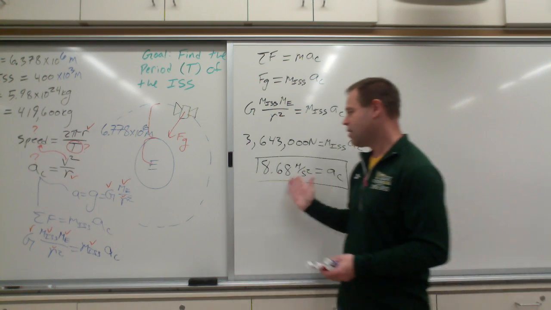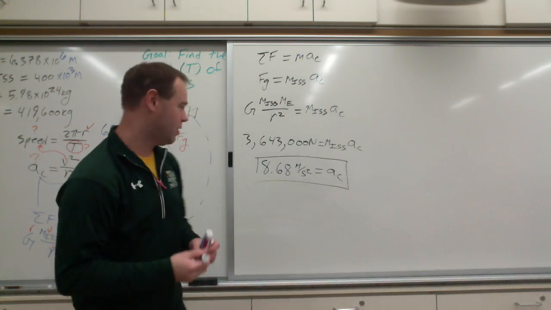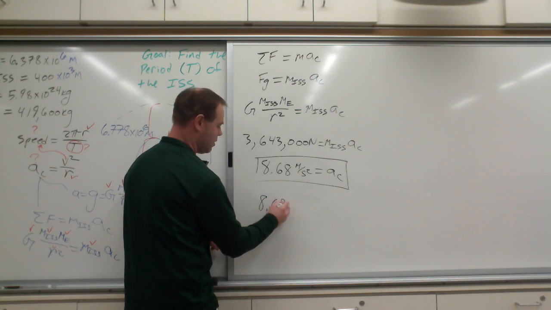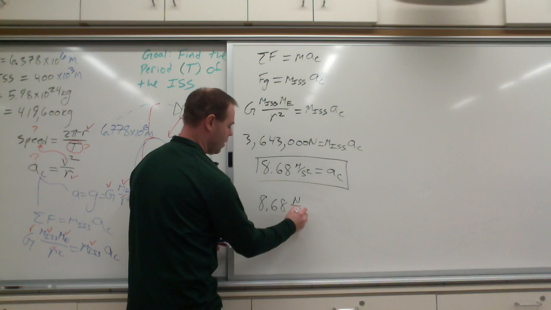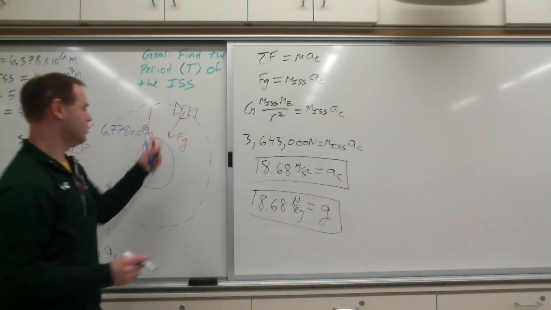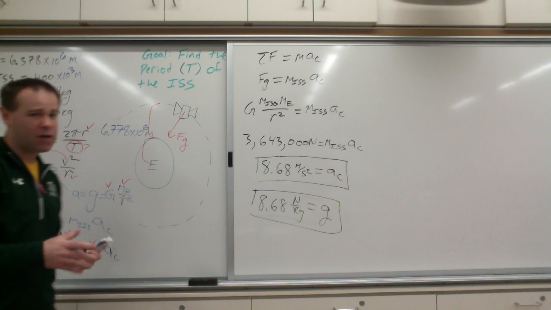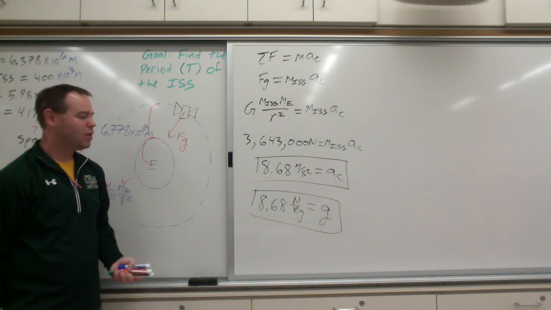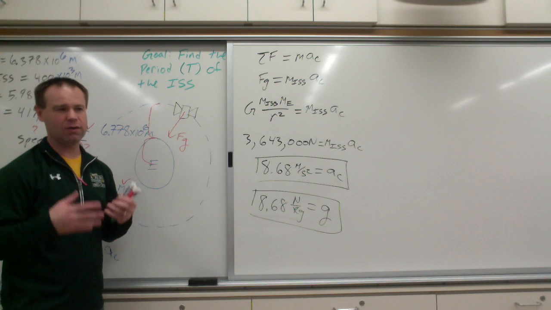And like I said, that is also going to be the gravitational field strength. So we could have also said 8.68 newtons per kilogram is the gravitational field strength at that distance away from the Earth. Because when an object's in free fall, the acceleration that it experiences is going to be equal to the gravitational field strength that it is also experiencing.